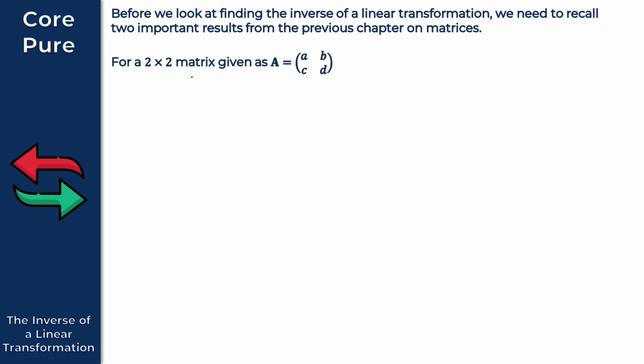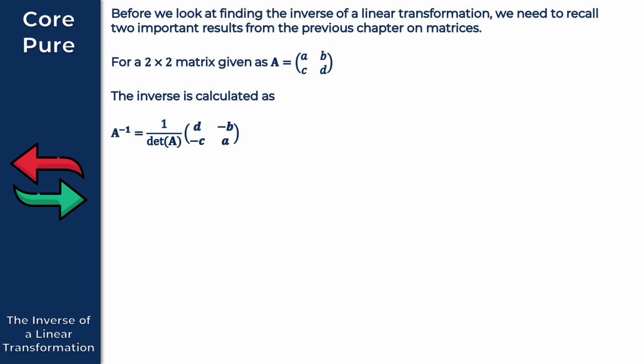So for a 2 by 2 matrix given as A equals (a, b, c, d), the inverse is given as follows. A inverse is equal to 1 over the determinant of A, that's det A, times this 2 by 2 matrix: d, minus b, minus c and a. So that's for the inverse of a 2 by 2 matrix.